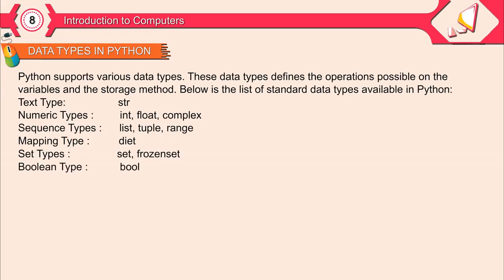Boolean type: bool. Binary types: bytes, bytearray, memoryview. None type: NoneType.